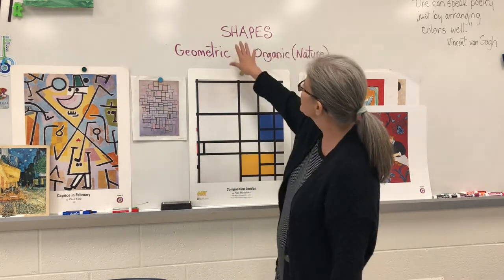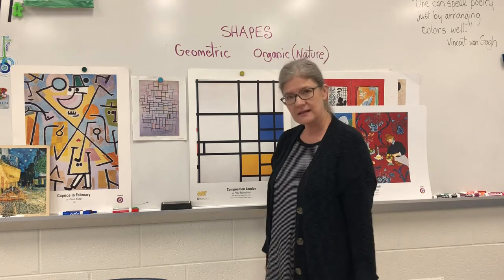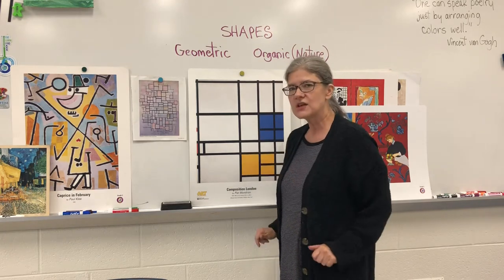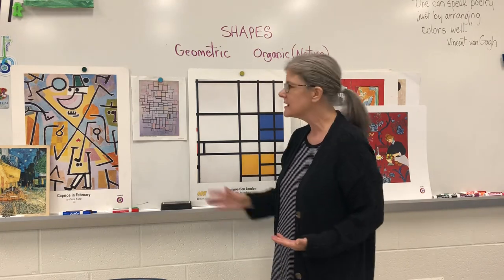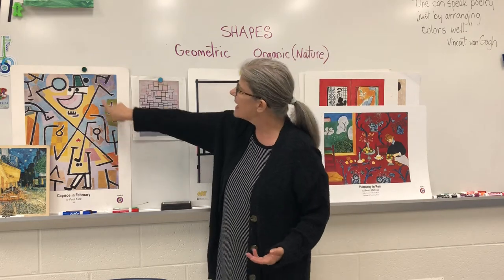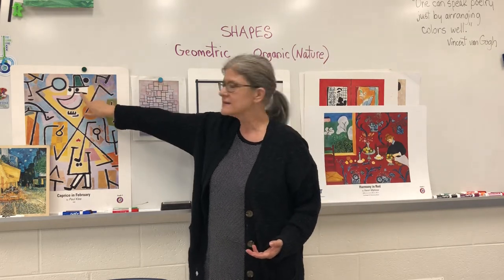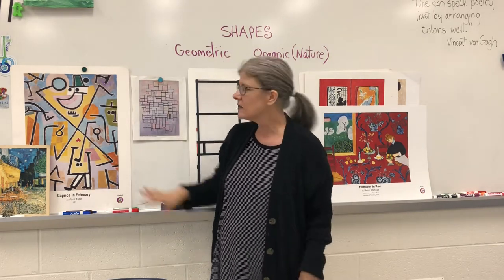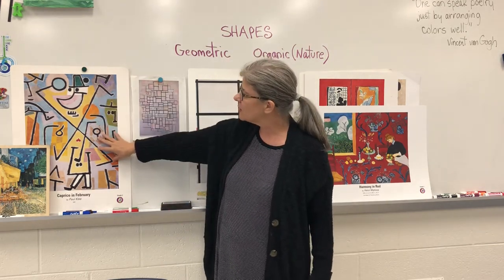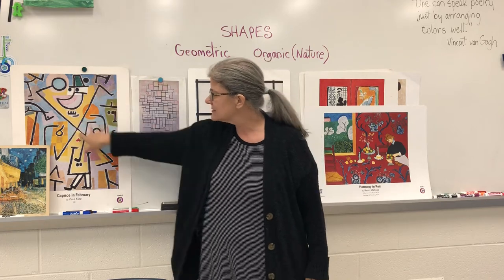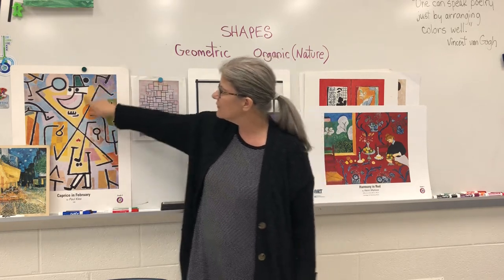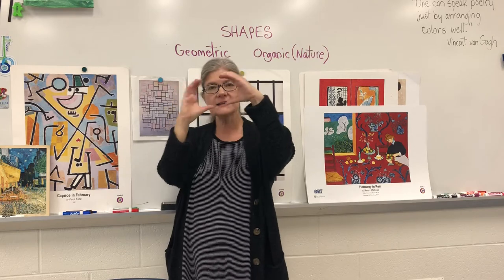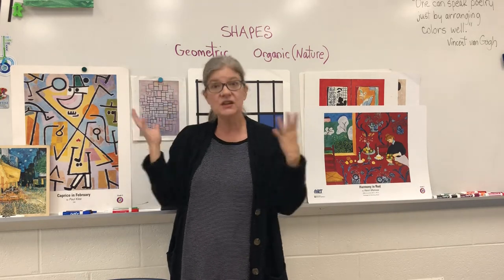The first word that we're going to learn today is shape. That's an element of art. But before you get a shape, you have to start with a mark. And you learned that every mark starts with a dot, and then you take that dot for a walk. And in this artwork by Paul Klee, we have straight lines and we have curvy lines. And when lines close around a space, you get a shape.